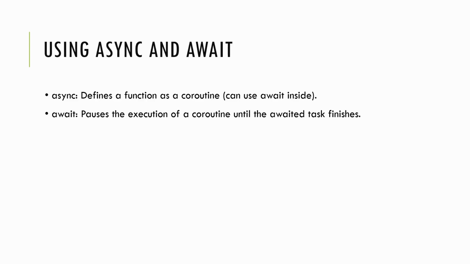Now let's break down the async and await keywords. The async keyword is used to define a coroutine. It tells Python that the function is asynchronous and will contain await expressions. Inside these coroutines, you can use the await keyword to pause the execution and wait for another asynchronous operation to complete, such as IO or a time delay. In this way, async and await allow us to manage concurrency in a very intuitive way.